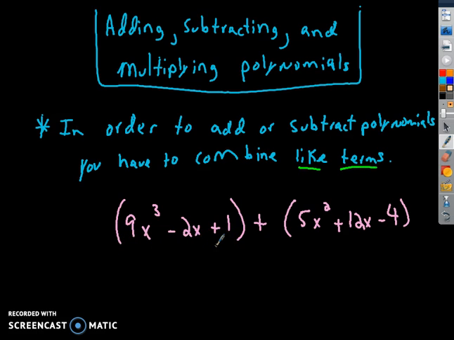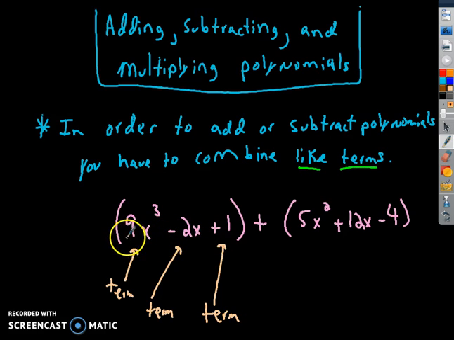All right, what makes this a term? This is a term. This is a term. And this is another term. Those are all separate terms. Why? They're separated by addition or subtraction symbols.